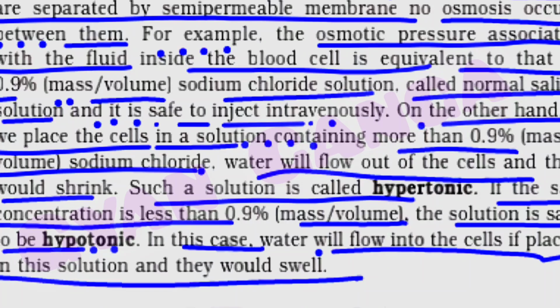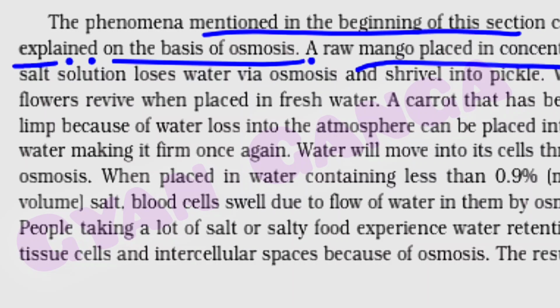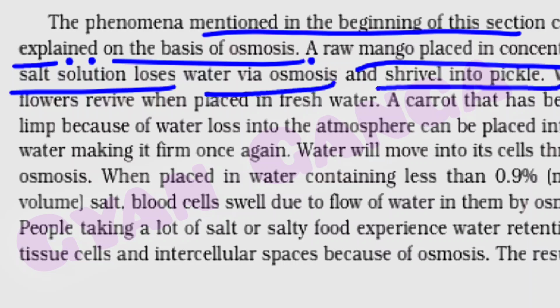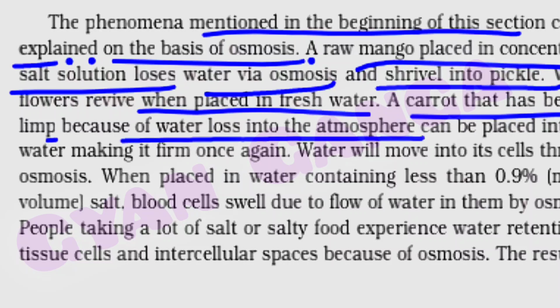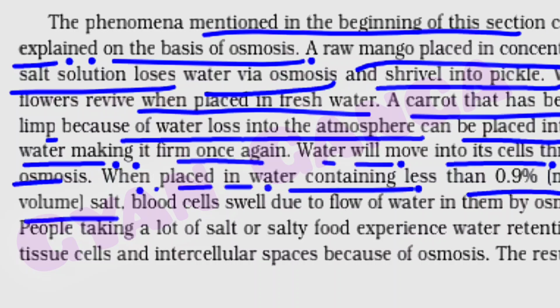The phenomena mentioned in the beginning of this section can be explained on the basis of osmosis. A raw mango placed in concentrated salt solution loses water by osmosis and shrivels into pickle. Wilted flowers revive when placed in fresh water. A carrot that has become limp because of water loss into the atmosphere can be placed into water, making it firm once again. Water will move into cells through osmosis when placed in water containing less than 0.9% mass by volume salt. Blood cells swell due to flow of water into them by osmosis.